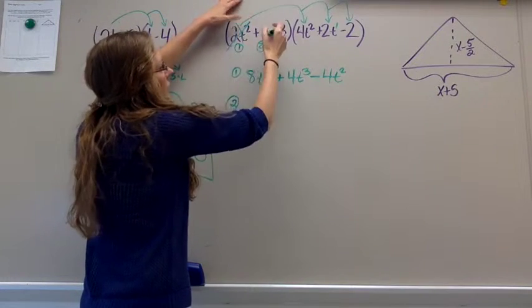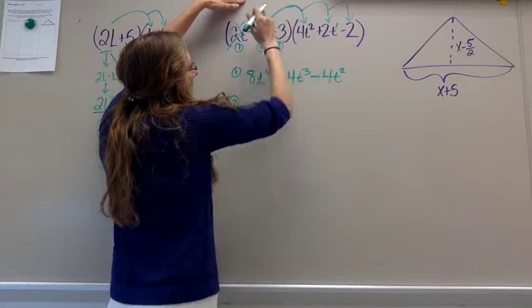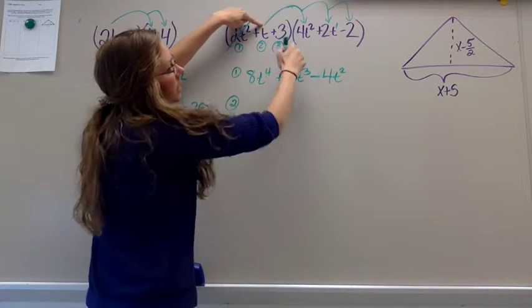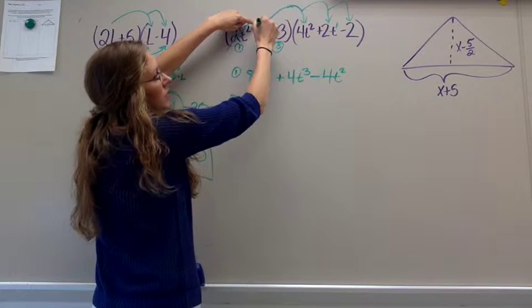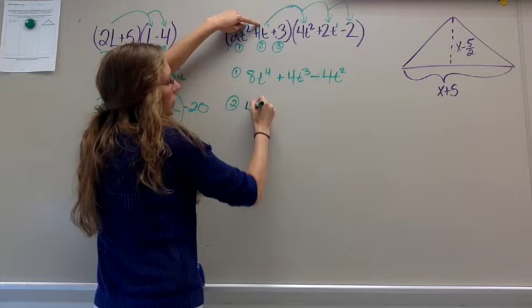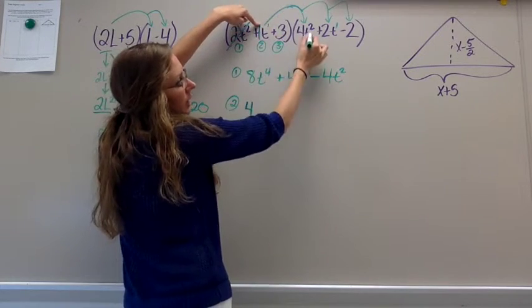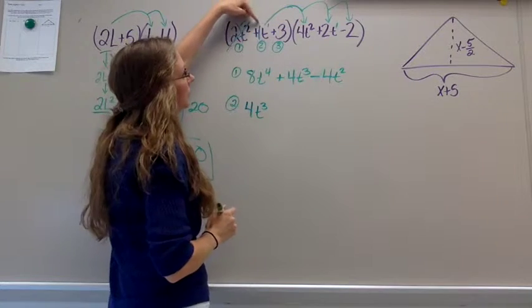I'm done with this. So I'm going to send this now to each of these pieces. So I have t times 4t squared. Well, I'm going to keep my coefficient because this is technically a coefficient of 1. 4 times 1 is 4. T to the first times t to the second is t to the 3rd. Again, we add those exponents.